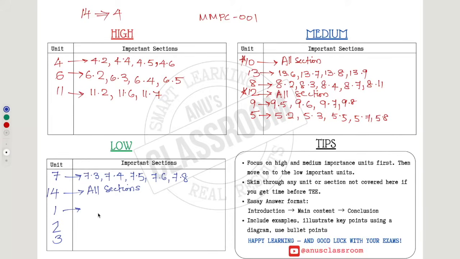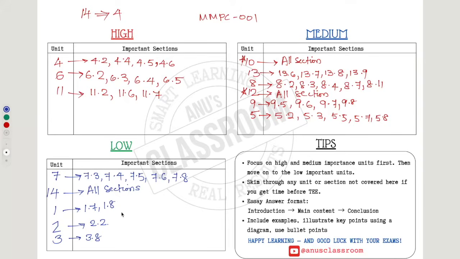But if I have to say, just tell me a couple of sections from this unit so that I can focus properly, then I would say focus on 1.7 and 1.8 because most questions have come from these two. Similarly, unit 2, it is 2.2, one of the biggest sections in that particular unit. So you'll have to learn section 2.2. And unit 3 also, at least focus on 3.8, because most questions have been from section 3.8.